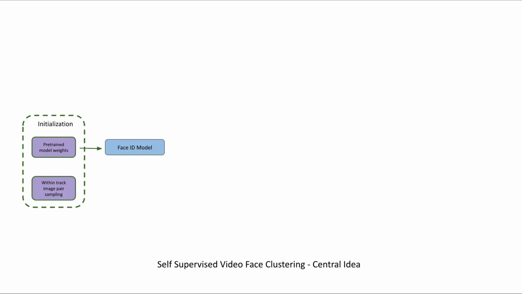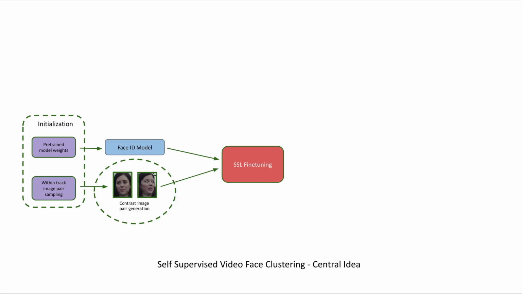Our method starts off with a large-scale pre-trained model. We sample image pairs for every track in the video in order to create a training dataset. We then fine-tune the Face ID model on all these image pairs in a fully self-supervised fashion. This enables the model to learn the different specific variations happening within each face in the video. However, this learning is limited because there is a limited variation in the face within each track.